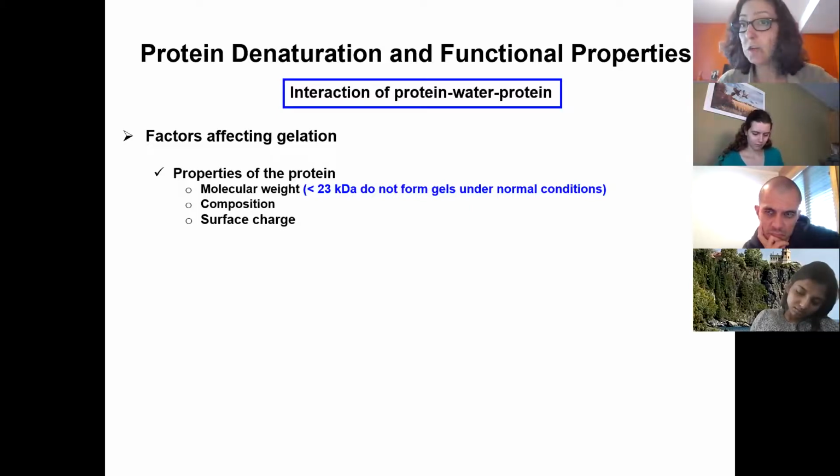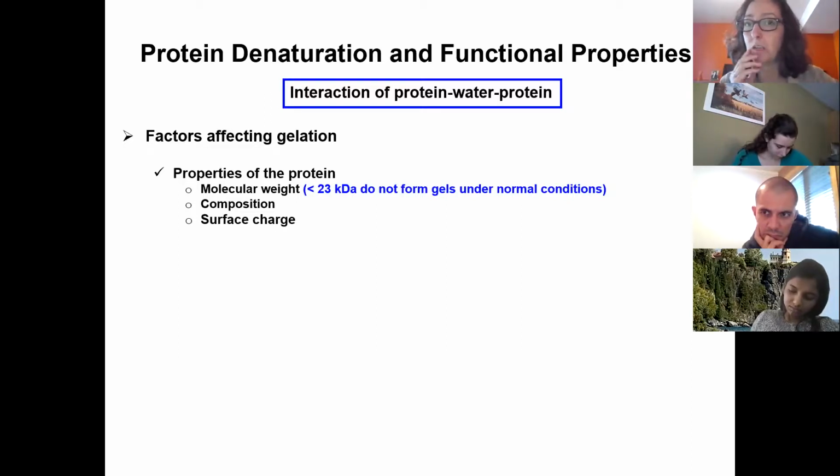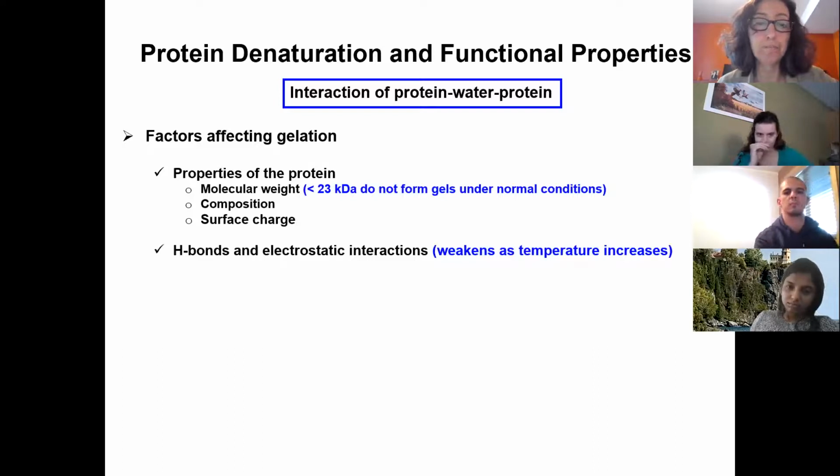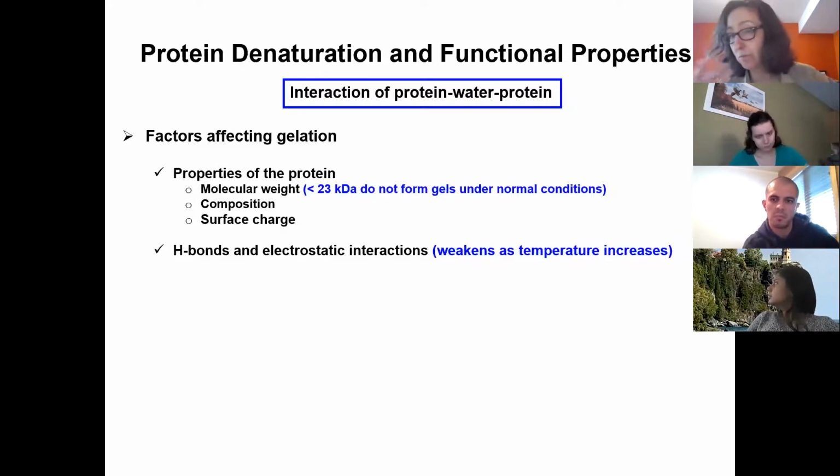And then surface charge. If you have high surface charge, you have less potential to form protein-protein interactions. So sometimes if you have a protein that is very high in charge, maybe you want to adjust the pH to a pH that reduces this charge, or maybe add a little salt to also reduce this charge. We talked about hydrogen bonds and electrostatic interactions. So if you have protein stabilized by these types of interaction, you form reversible gels.